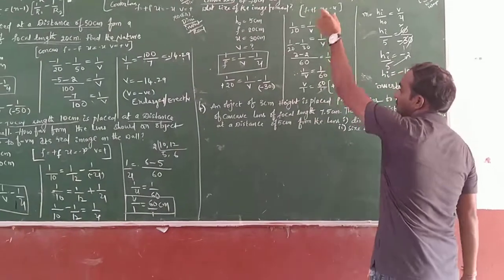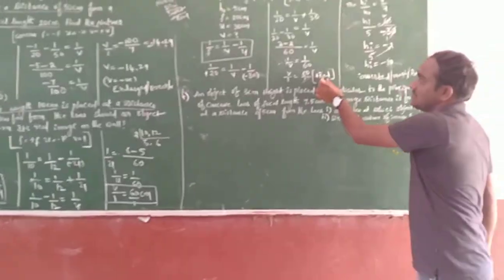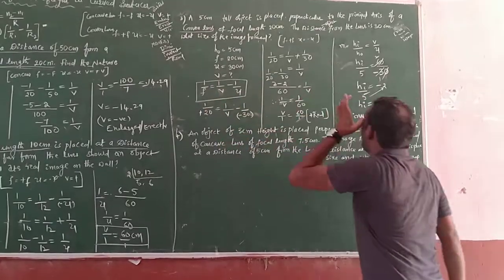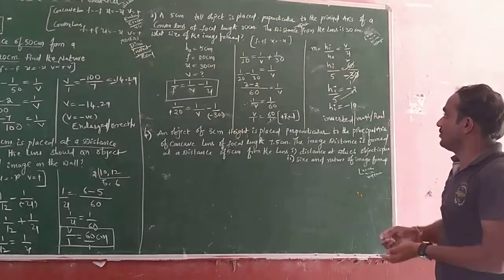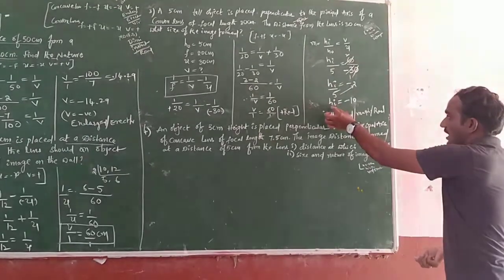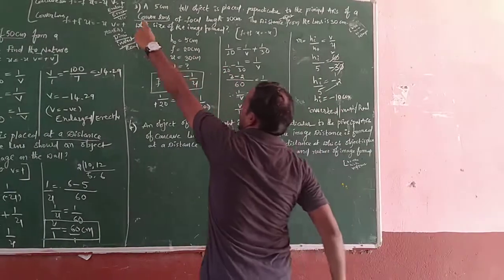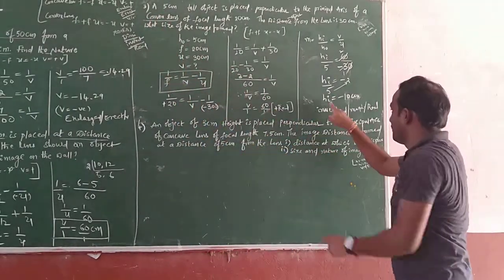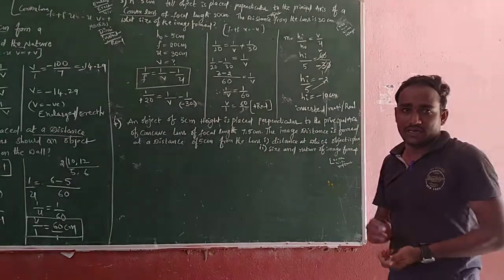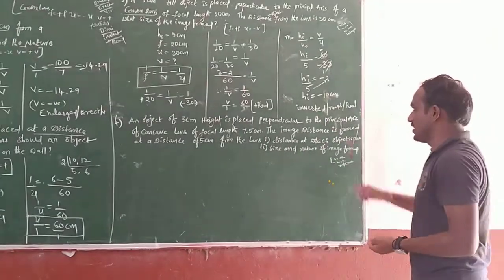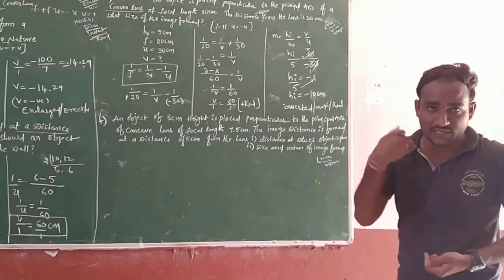Apply that sign convention rule. What do we get? Image distance. Which image? Real image. Then we apply the magnification formula, hi by ho equals v by u. Here hi is equal to minus 10 centimeter, and the initial object height is equal to 5. But the image height we get is 10, which is double the initial object. That's why it is magnified.